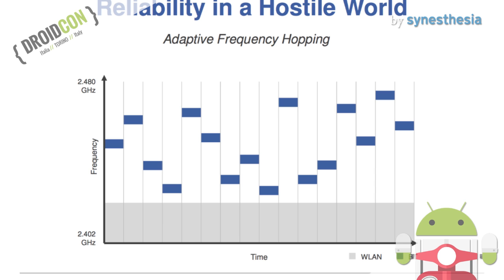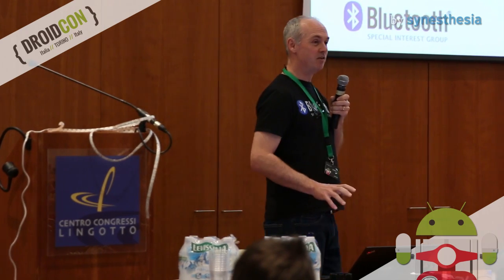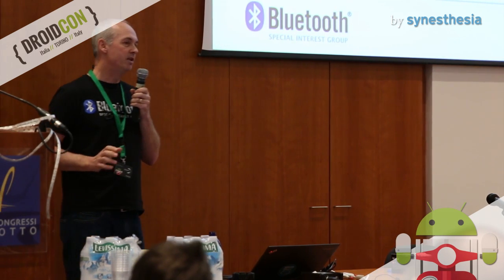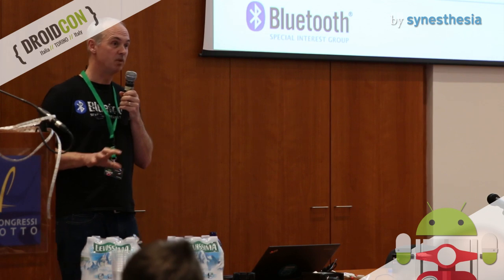There are an increasing number of wireless devices in any given environment. There are, I don't know how many in this room right now, lots of them, using a variety of wireless networking technologies. There is the possibility for interference. There's the possibility for degraded performance. Bluetooth uses something called adaptive frequency hopping to help mitigate this risk.